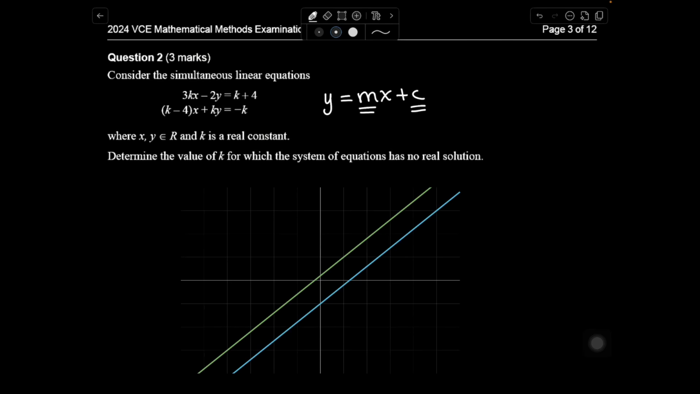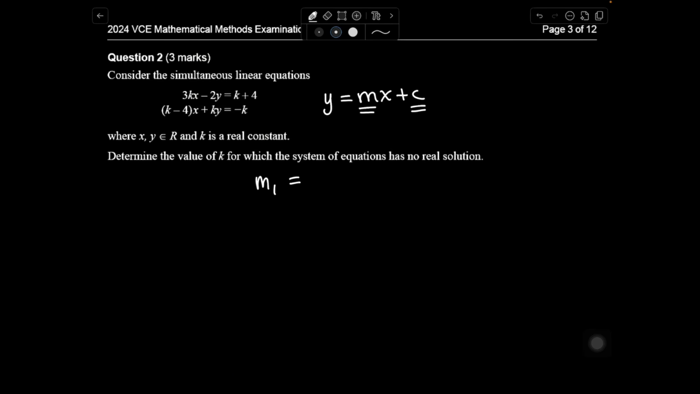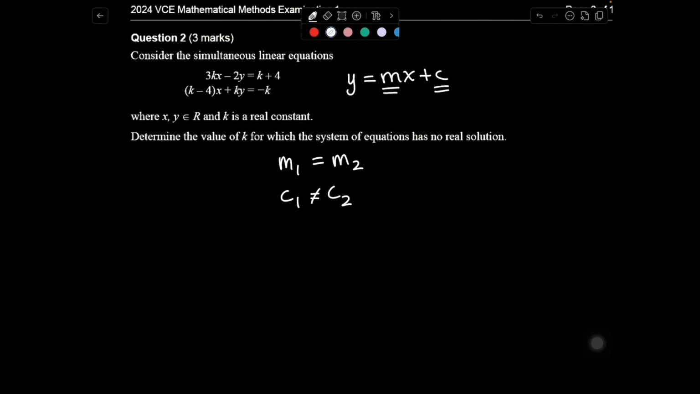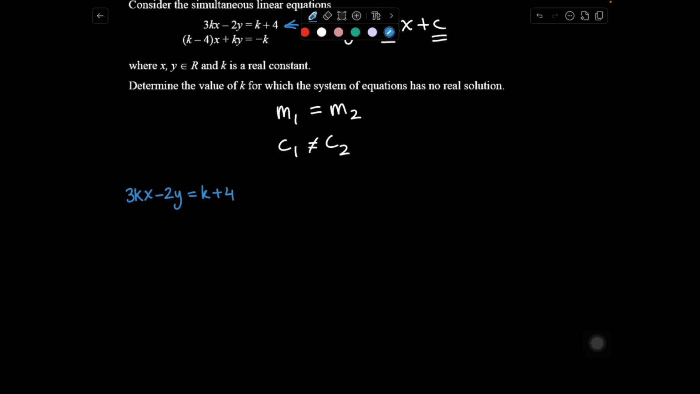So in this case, we want the gradient of one of them to be the same as the gradient of the other one, and we want the y-intercepts to be different. Okay, so I'll start by rearranging our first equation here. So I'll write it here. And what we need to do is rearrange it so we get the y by itself. So first we'll move this to the other side.